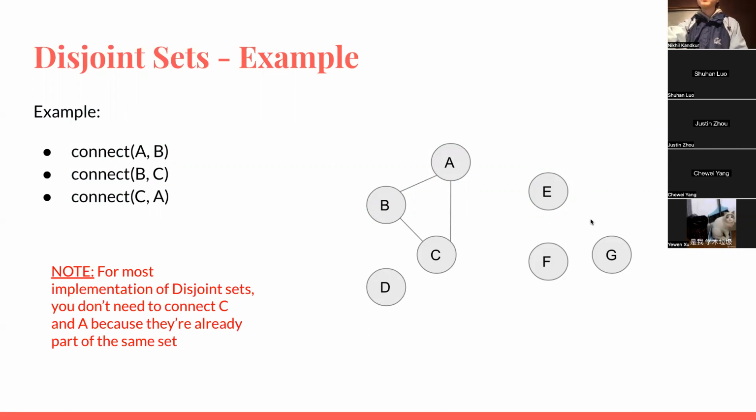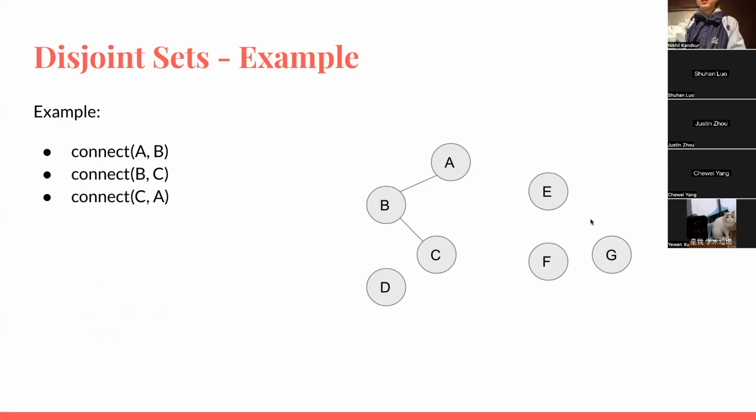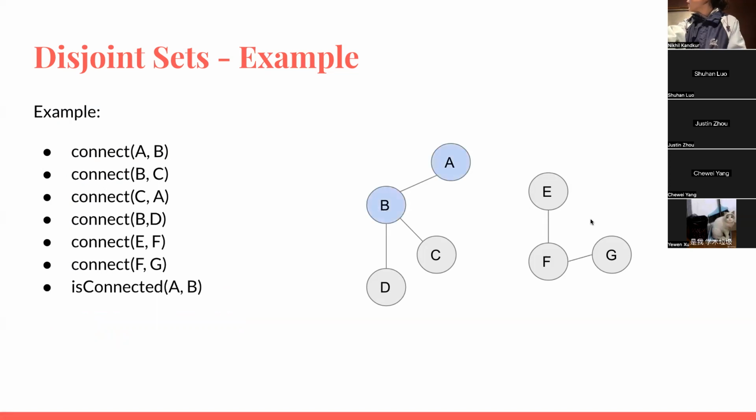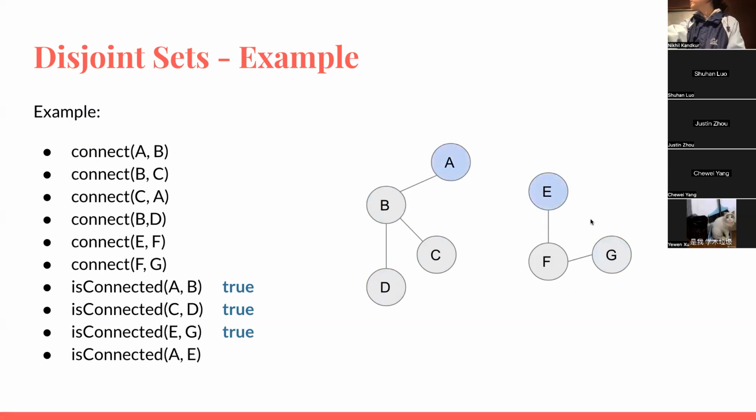Note that for most implementations of disjoint sets, you don't need to connect C and A because they're already part of the same set. And then we connect B and D, and F and G. Now when we call isConnected on A and B, we're just checking, are they connected? This would return true. Connected C and D, also in the same set, so true. If we ask connected E and G, true. And if we ask connected A and E, this is false because they're not in the same set.